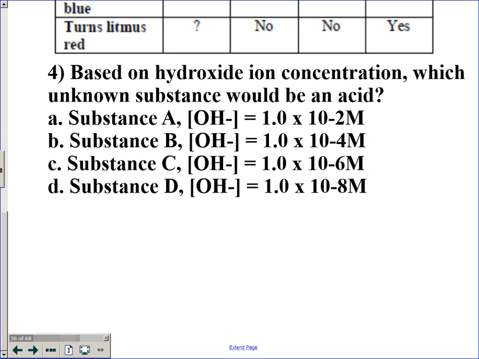Okay, based on the hydroxide ion concentration, which substances would be an acid? Oh my gosh, the board is off by like an inch. So you have A, 1, 2B, 3C, 4D. Just hold it right here. Let me see. All right, you got like 5 seconds.